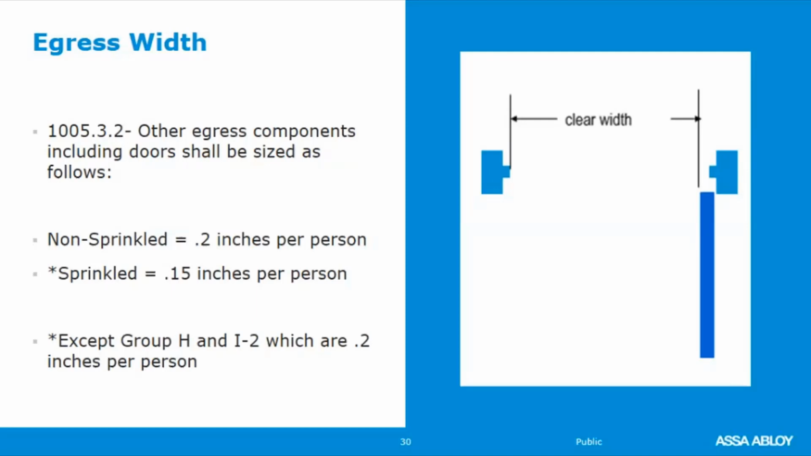For a non-sprinklered building, 0.2 inches per person. If it is a sprinklered building, it's 0.15 inches per person. That's why we have the radio button on the egress calculator, because it will affect your overall width that you need for your doors. There is an exception in Group H, high hazard, and also in I2, which is your healthcare, hospitals, and nursing homes. Those are factored in at 0.2 inches per person because those buildings are already sprinklered and we're dealing with either high hazard or wider doors that staff will be evacuating.